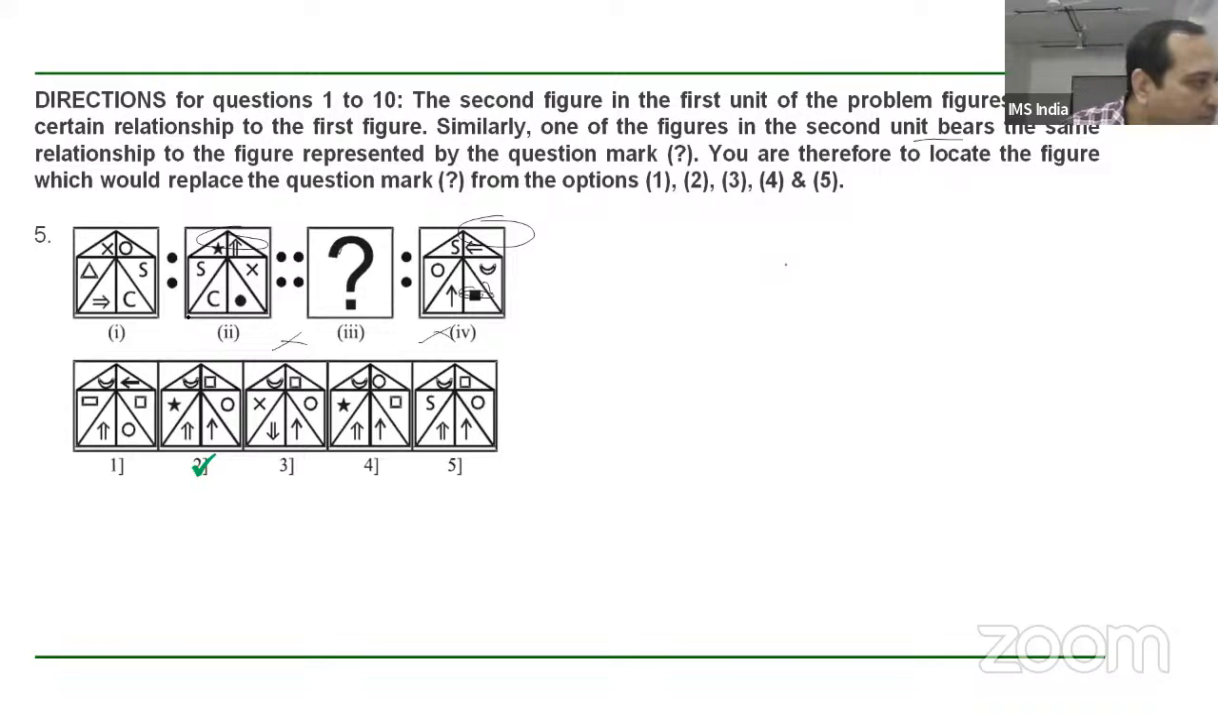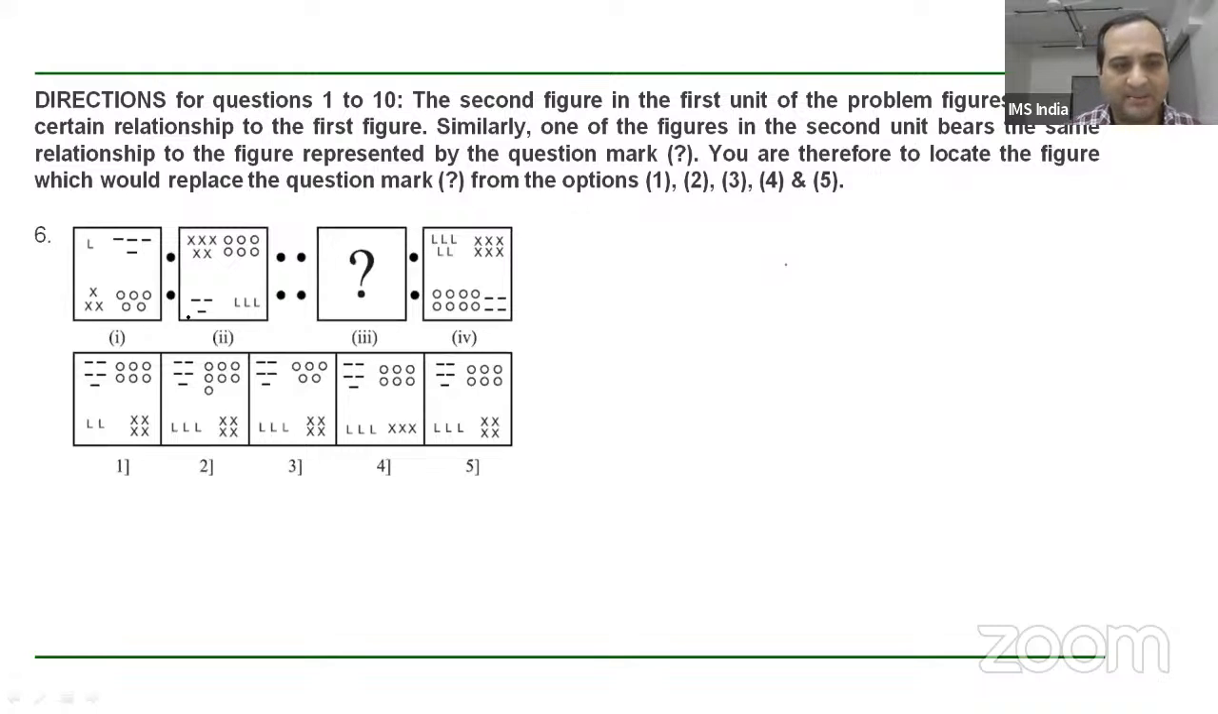Got it, guys? Got it? SRS, did you get it? Because you still say option 5. For all those who have got it, let's move on to the next question. Come on. Good, SRS. Good.